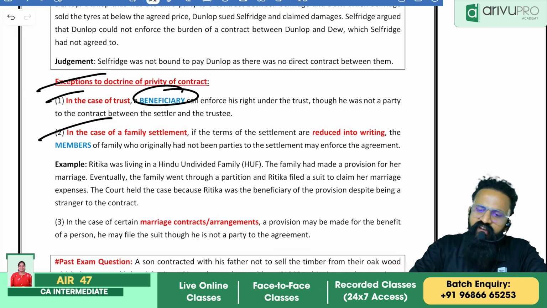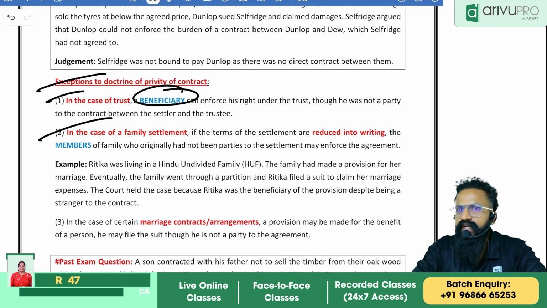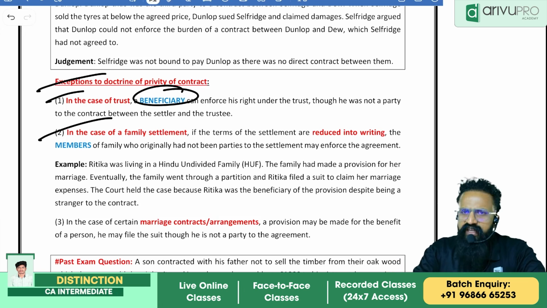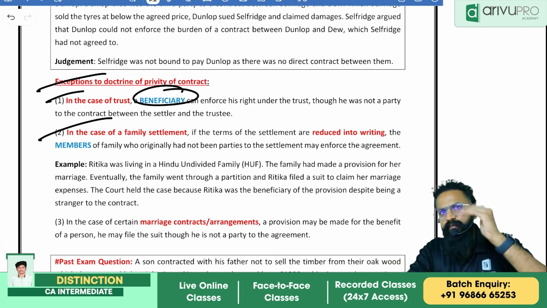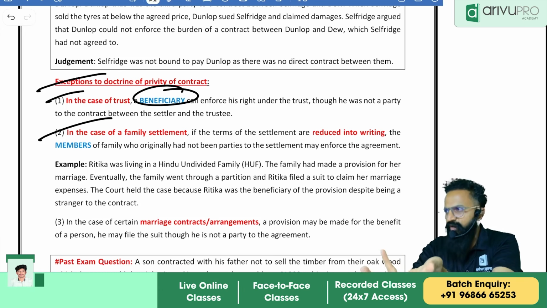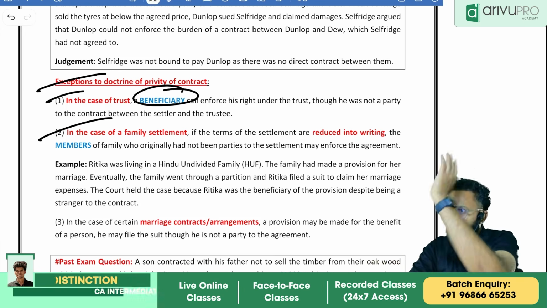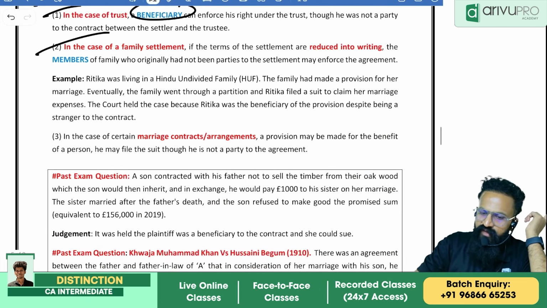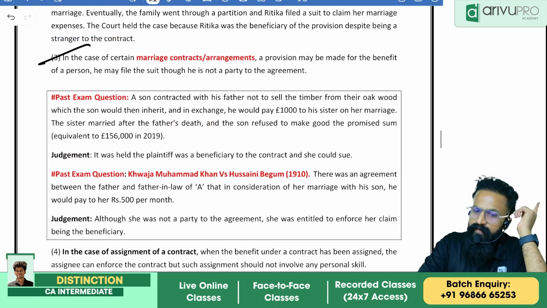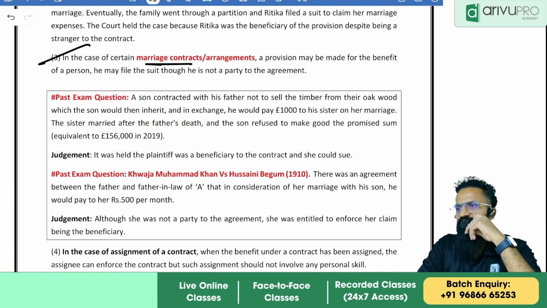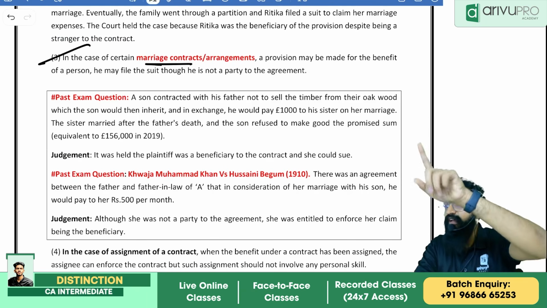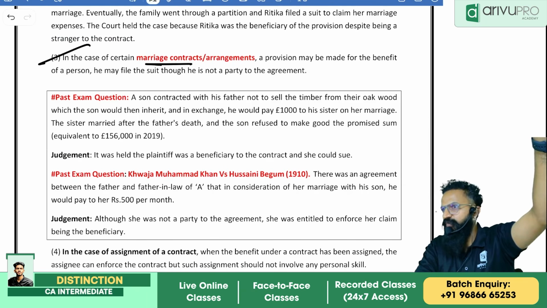Second one, in case of family settlement agreement. Family settlement agreement is nothing but any property dispute settlement. Whether your name is there in that document or not, you still are entitled to go and fight. That is where we had seen great grandfather and all. In the case of marriage contracts or arrangements, for whosoever's benefit the contract is made, they have a right to come and fight for it.